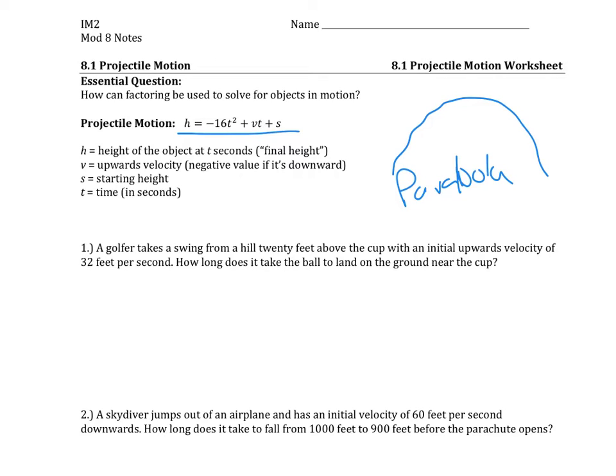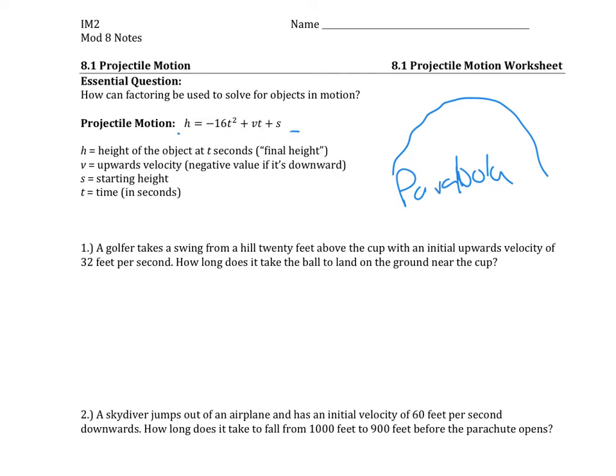H is the height of the object at any given time of t seconds. V is our velocity. S is our starting height. So sometimes we may have to substitute values in for those. And then T is our time in seconds. And then this -16 is the gravitational pull. So it's working at -16 on it when we're dealing with feet. If we're in meters, then that becomes a -9.8.